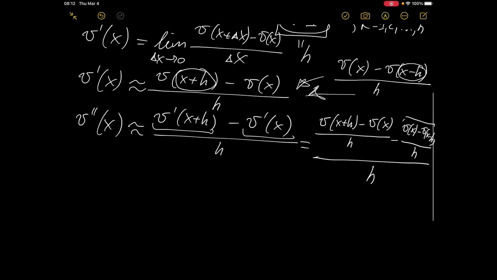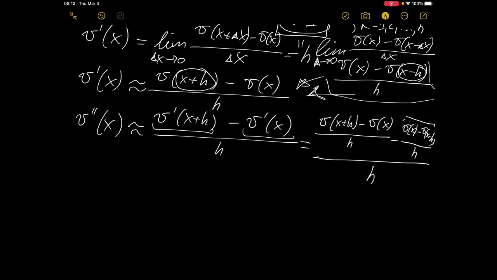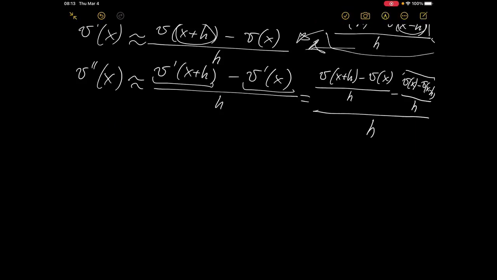Because these can be replaced, with delta x going to 0, by v(x) minus v(x minus delta x), this formula is just an approximate variant of that formula. Okay, so as a result, I can write it like that. If I put all these together, they have a common denominator.